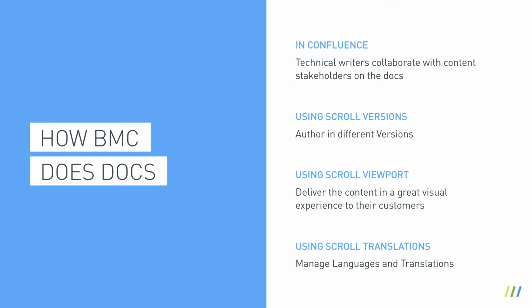OK, so again, BMC is using Confluence, working collaboratively on the content. Then, as they also need to present multiple versions, they're using Scroll Versions to manage their multiple versions of the documentation. Display it to us as a reader using Scroll Viewport, so we don't see the backend, we don't have access to the Confluence UI, we only see the content styled in BMC look and feel. And then finally, for this multilingual use case, they're using Scroll Translations to manage the languages and translations.